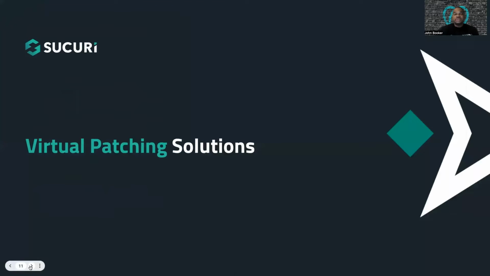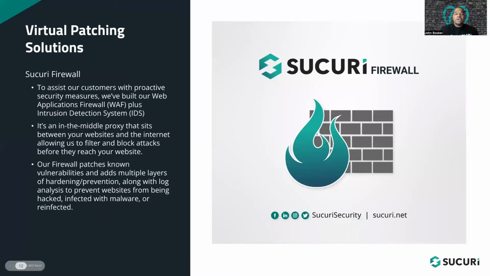Virtual patching solutions. To assist our customers with proactive security measures, we built out a web application firewall, or a WAF, plus an intrusion detection system, or IDS, the Sucuri firewall. It's an in-the-middle proxy that sits between your website and the internet, allowing us to filter and block attacks before they reach your website. Our firewall patches known vulnerabilities and adds multiple layers of hardening prevention, along with log analysis to prevent websites from being attacked and infected with malware or reinfected.